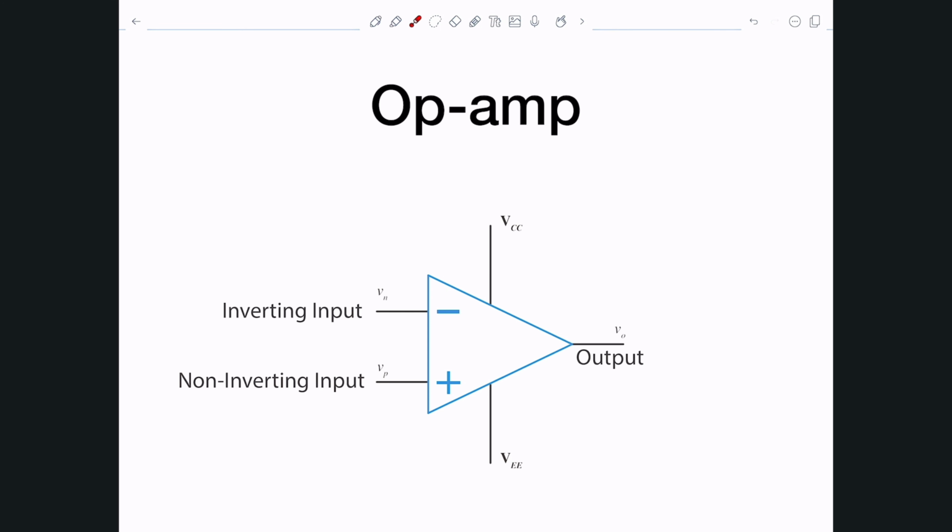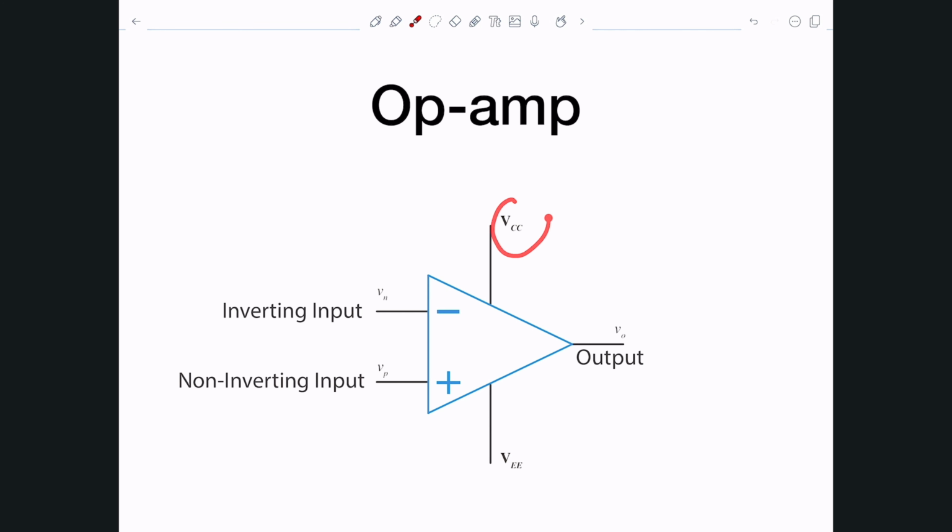For now, the inverting input usually has a minus sign associated with it, and the voltage at the inverting input we usually term Vn, which is V negative. The N is for negative. And we have a plus sign for the non-inverting input, and we term the voltage at that input Vp, or V positive. And we have one output out of this op-amp, which is just Vout or V naught.